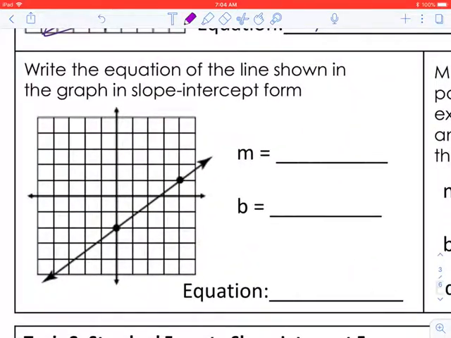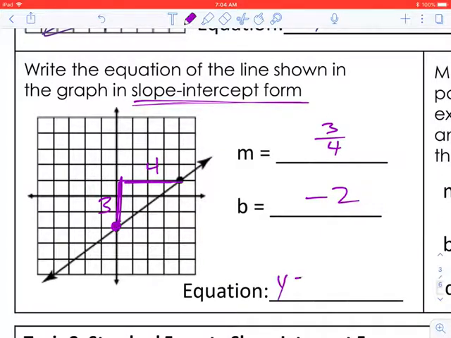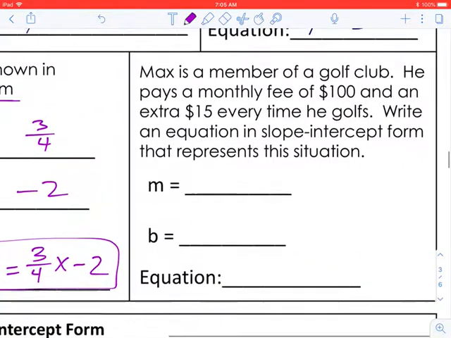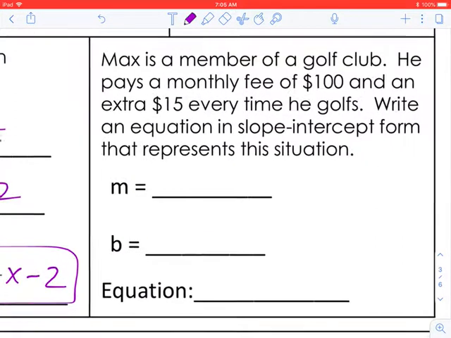So on this next one, it's really the same thing as our first one, except it's backwards. We have the graph already. Now we have to find the slope-intercept form equation. So again, I'm going to start with my y-intercept. That's -2, and then I'm going rise over run. So it's up 3, so positive 3/4. And so 3/4 is my m value. Y equals 3/4x minus 2. And there we are.